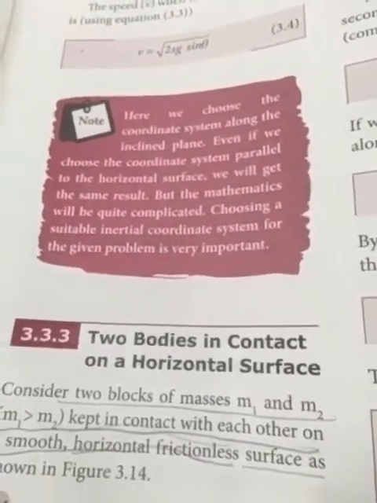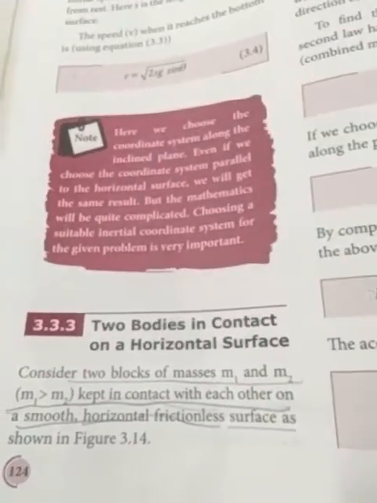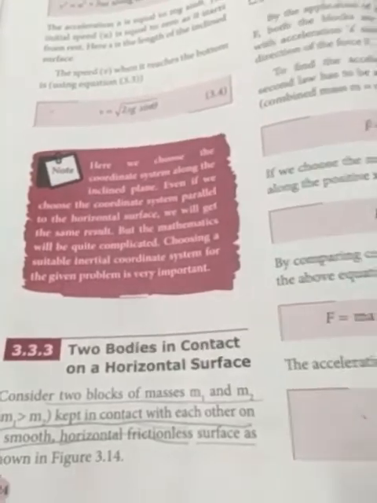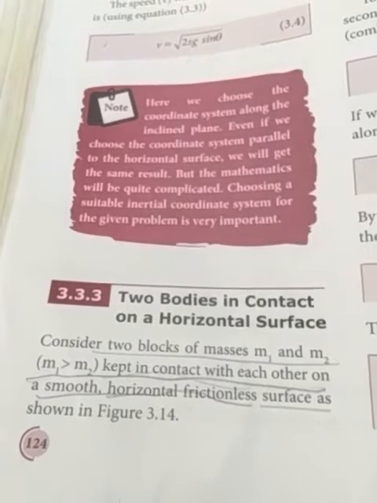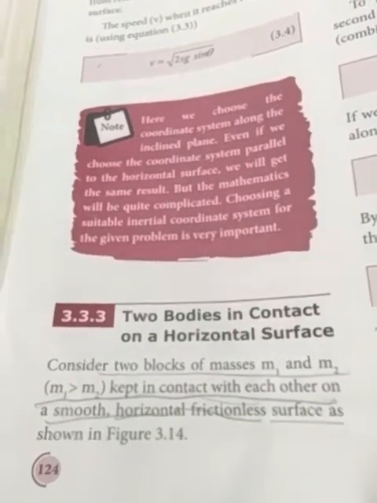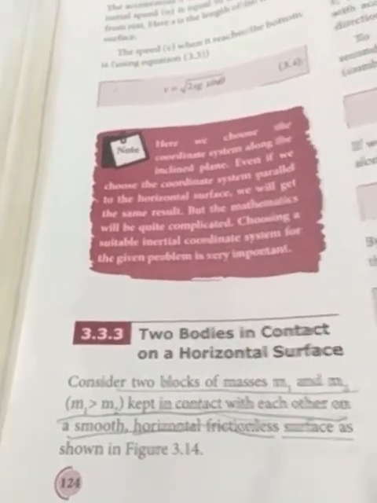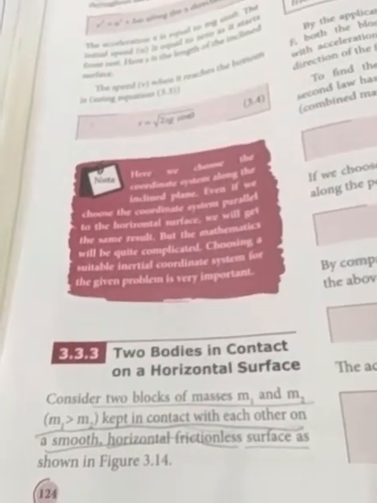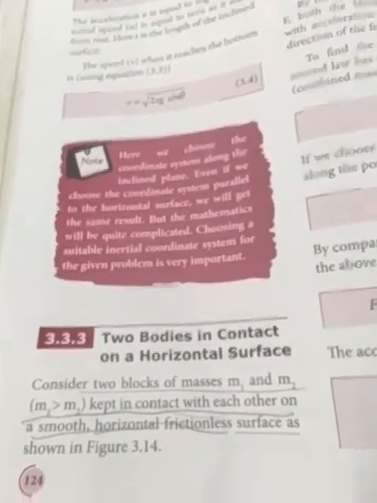Next you see two bodies in contact on a horizontal surface. So on a horizontal surface, two objects in contact have to move. Consider two blocks of masses m1 and m2, where m1 is greater than m2, kept in contact with each other on a smooth, horizontal, frictionless surface.